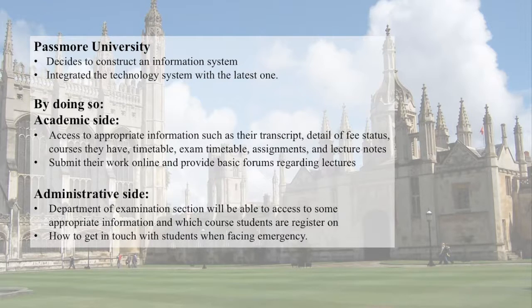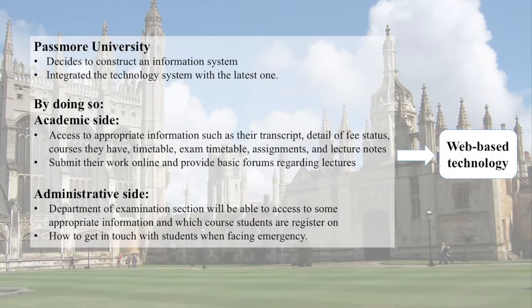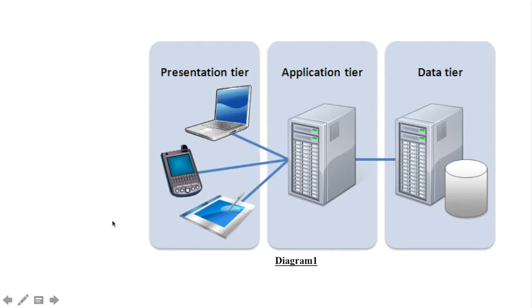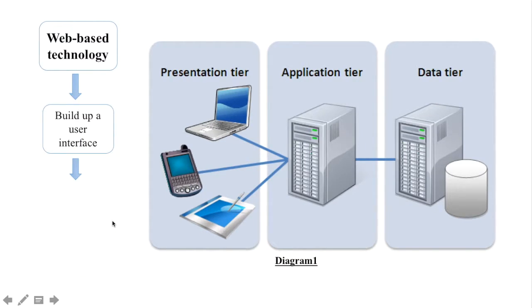Most important, students will be able to access the system anytime and anywhere. The requirements mentioned above can be done through basic web-based technology. The aim of web-based technology is to build up a user interface. Understanding the three-tier architecture allows us to know how these systems work.